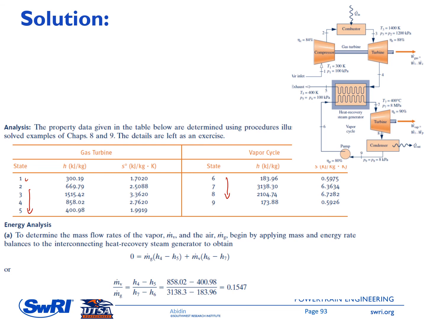Once you get the properties at each state, the next step is you can determine the ratio of the vapor mass flow to the gas mass flow. By applying an energy balance inside the heat recovery steam generator, you will get that m dot v over m dot g is 0.1547.